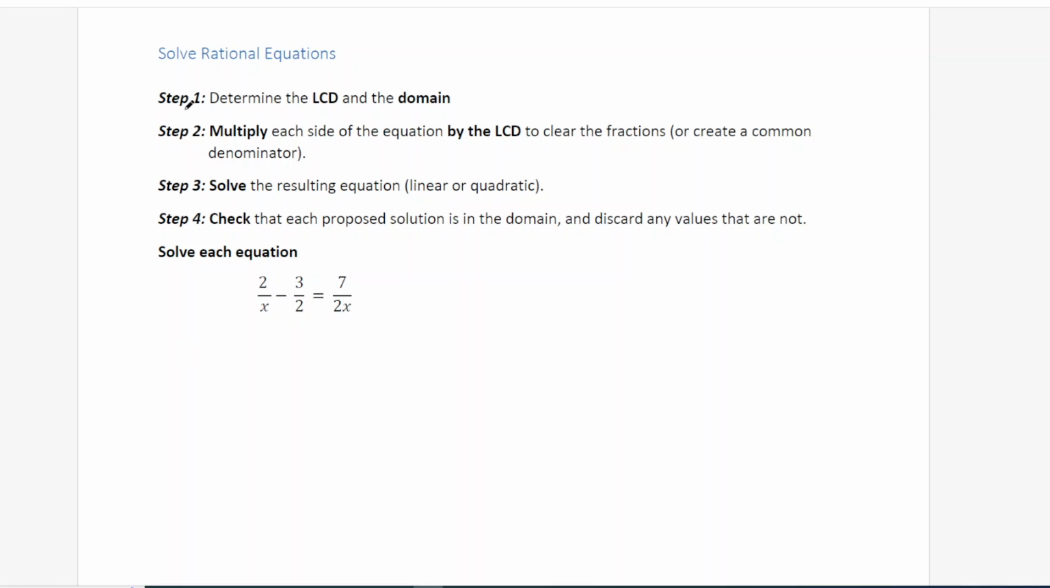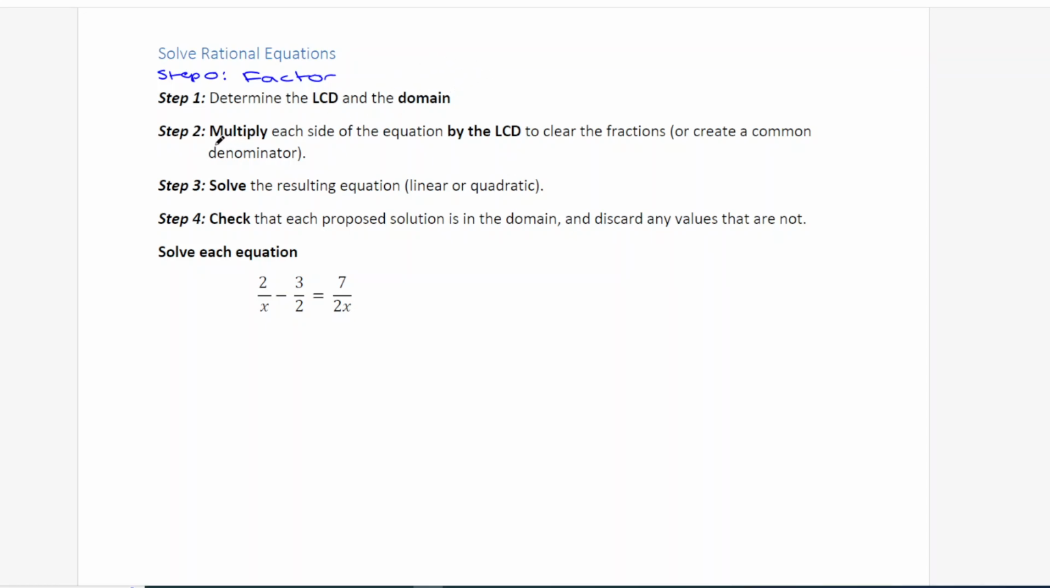When we solve rational equations, my first step is to determine the lowest common denominator. Actually, I should put in a step 0 here. My first step is to factor. I'm going to put that into these notes. So step number 1 is factor. And then step number 2 is to determine the lowest common denominator and the domain of your rational equation. So it'll be the intersection of all of the domains of the expressions.